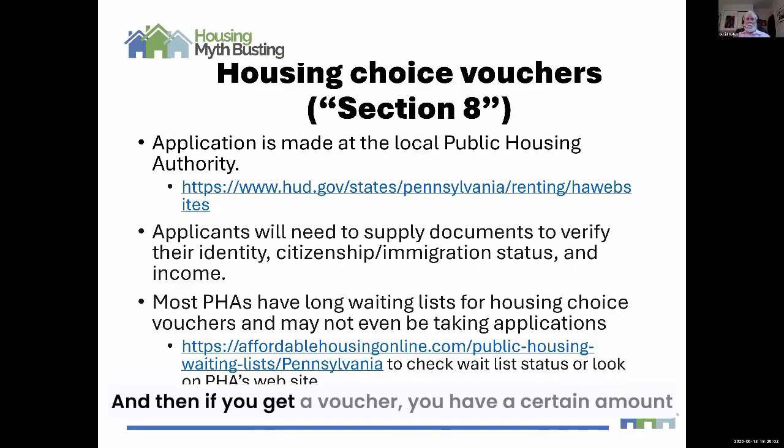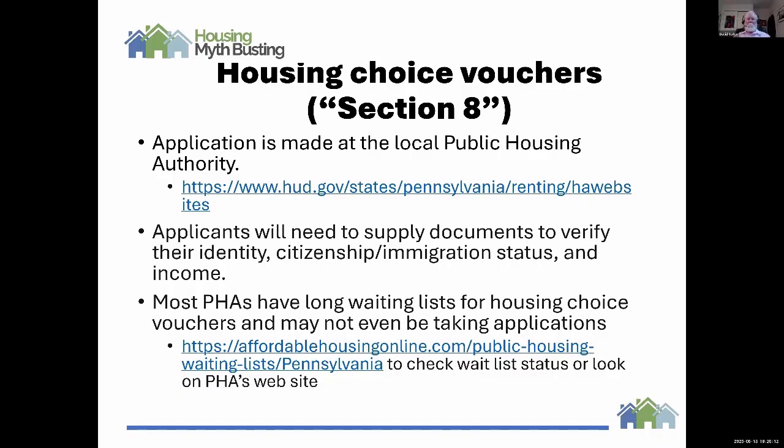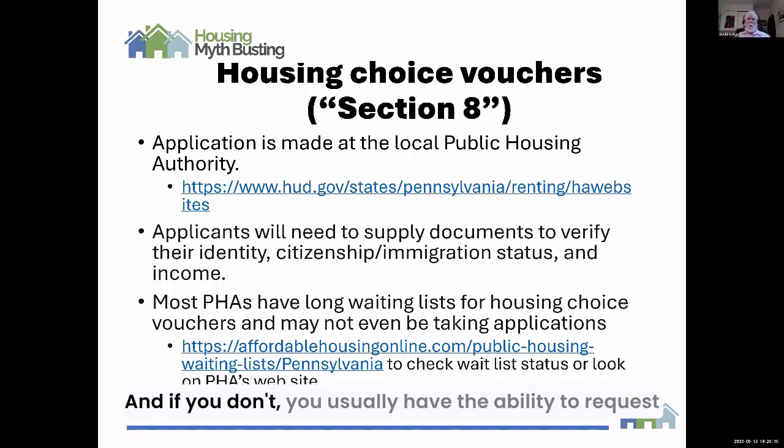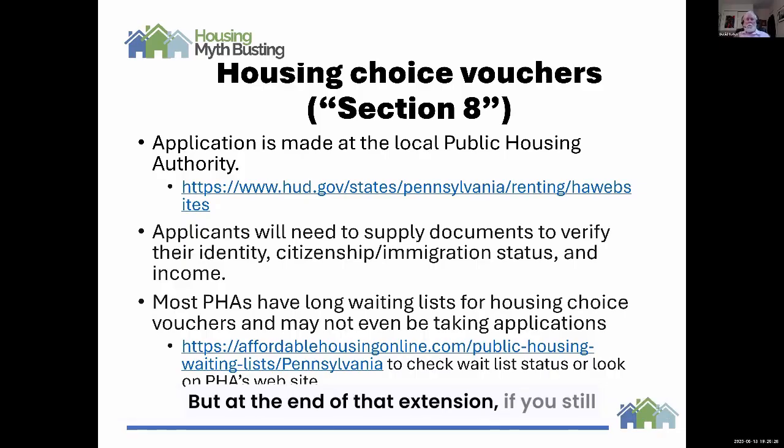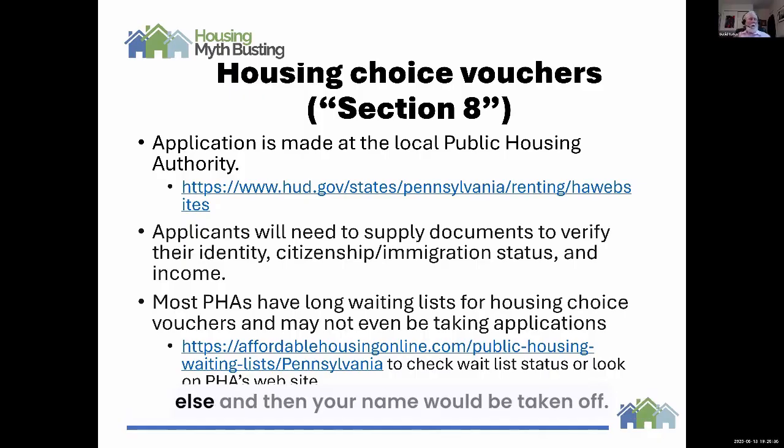And then if you get a voucher, you have a certain amount of time to actually find a landlord that will rent to you. And if you don't, you usually have the ability to request and obtain an extension for more time to find a landlord. But at the end of that extension, if you still haven't found anyone, you generally lose that voucher. That goes back into the pot for someone else, and then your name would be taken off.